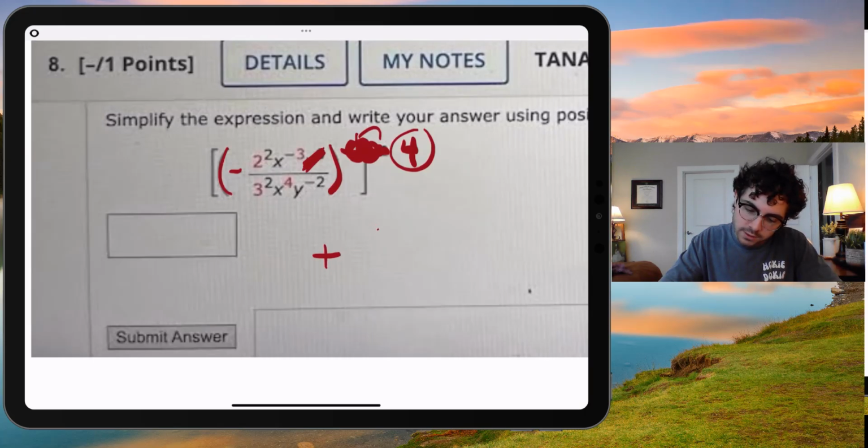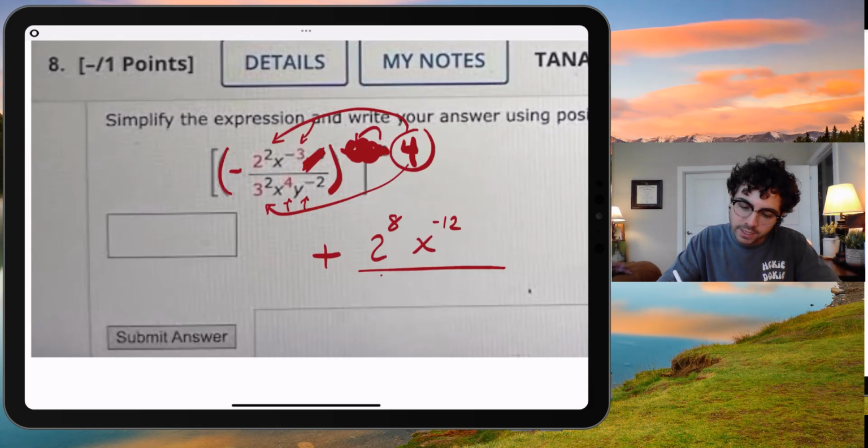I'll go ahead and just do the same approach we did last time. Distribute the 4 to the exponent. So we'll go 2 to the 2 times 4, so 8. X to the -3 times 4 is -12. And then same thing on the bottom. 3 to the 2 times 4 is 3 to the 8th. X to the 4 times 4 is x to the 16th. Y to the -2 times 4 is -8.